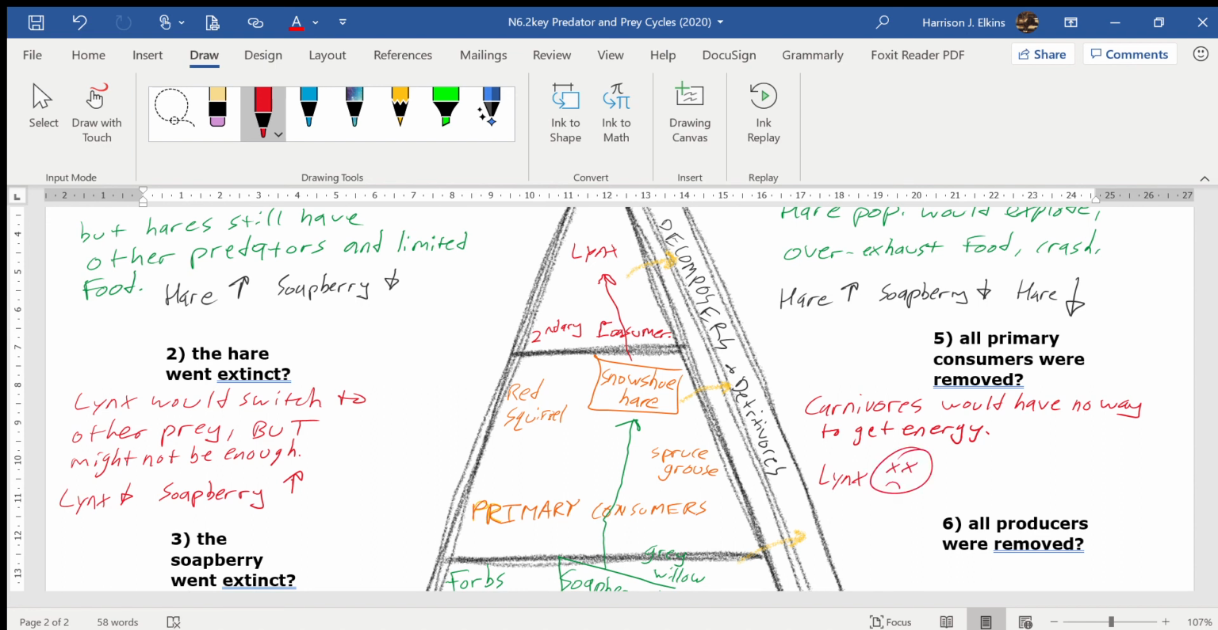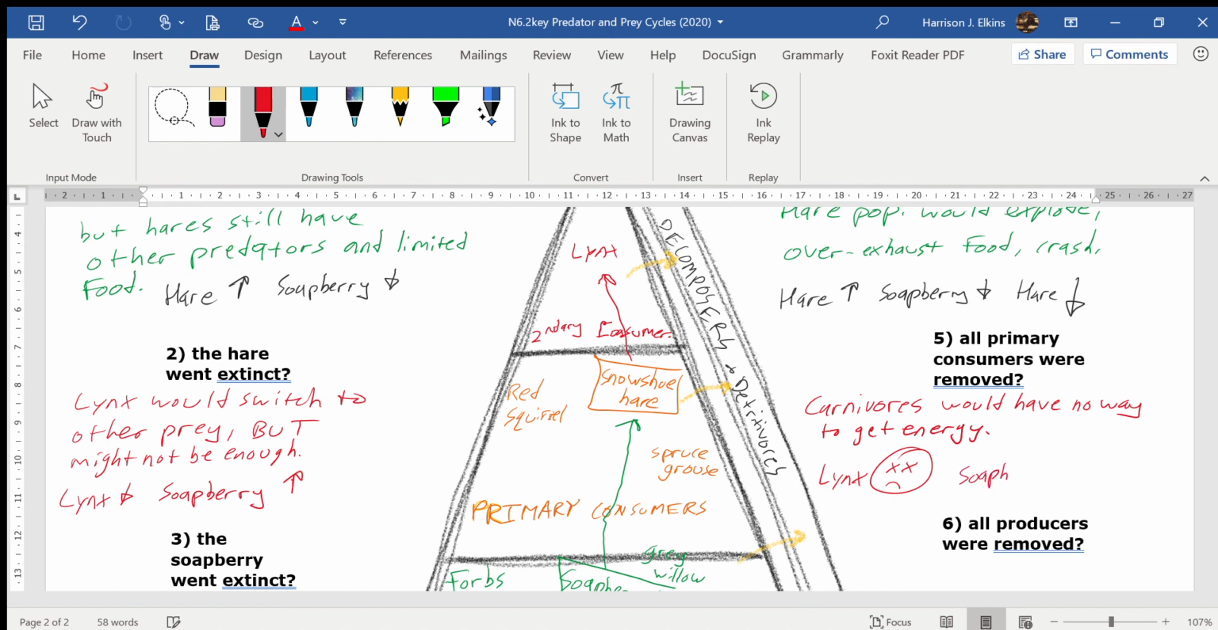And then, how would this affect the plants? Well, they'd have nothing eating them. So maybe they would skyrocket. Okay? So maybe you'd see the plants increase.